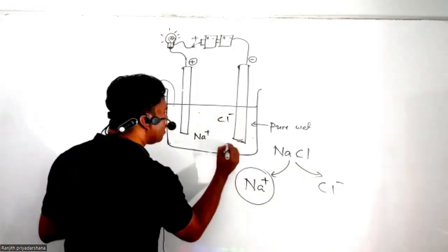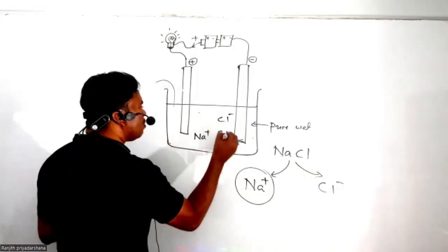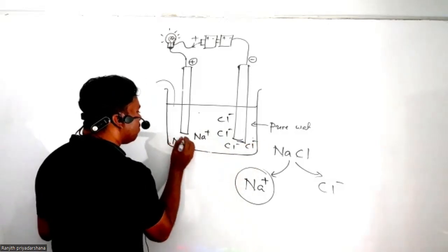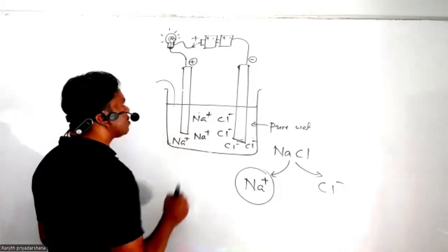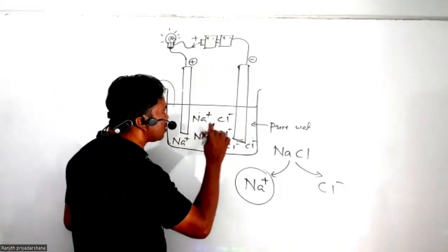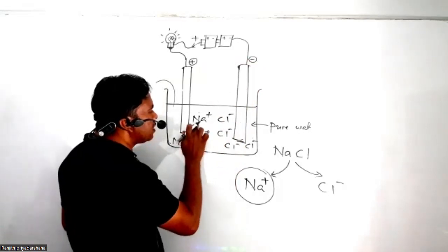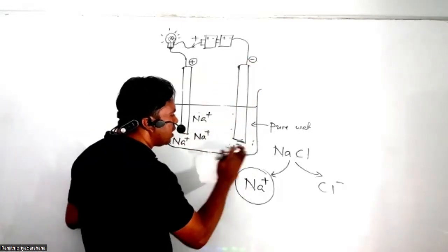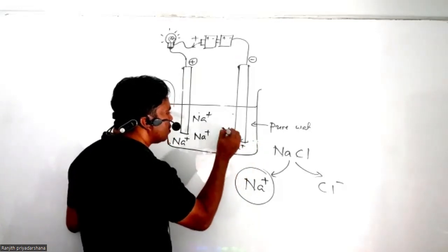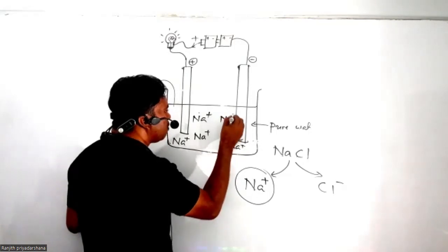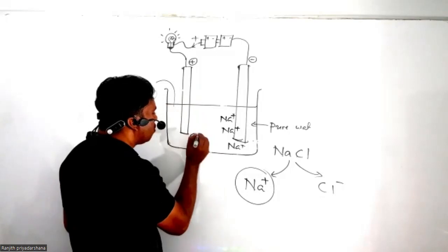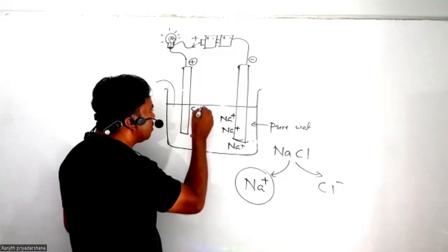So this is Na+. Now you can see the negative terminal attracts positive ions. They come here: sodium positive, Na+. And here, what is attracted? Chloride, Cl minus.